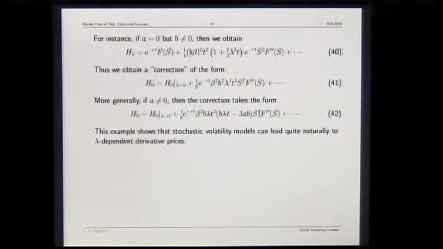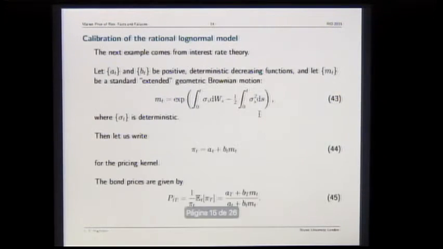Now, that doesn't show that all stochastic volatility models lead to option prices that depend on the market price of risk, but this shows that in general they do. Now let me come to another example.